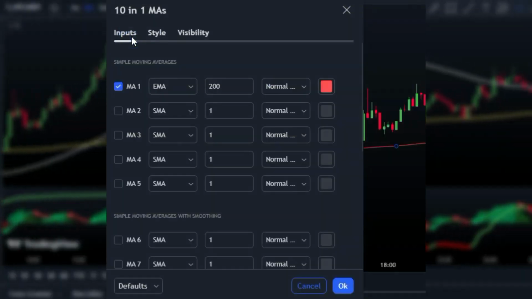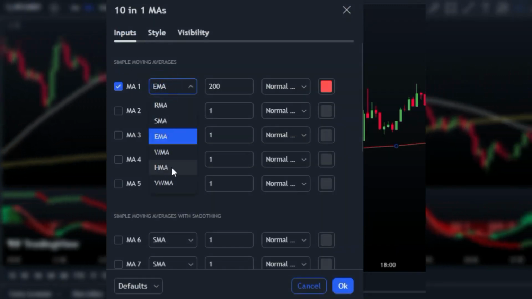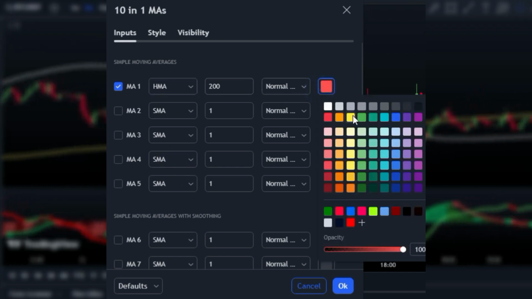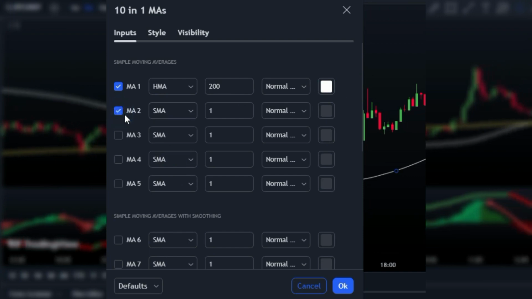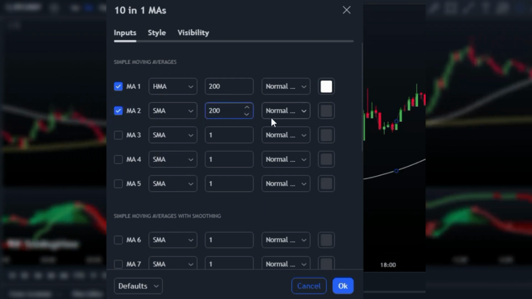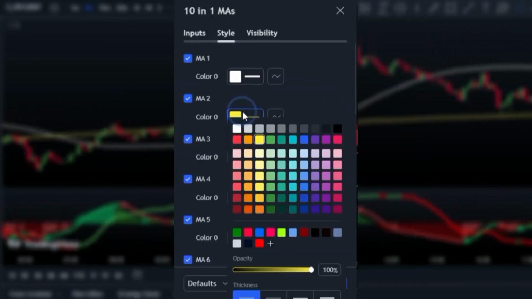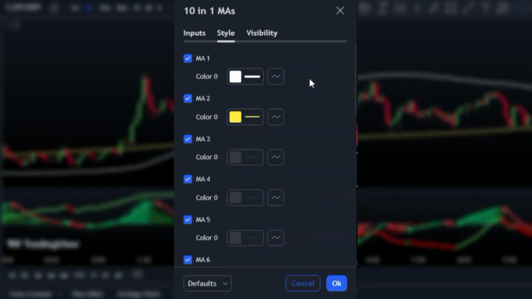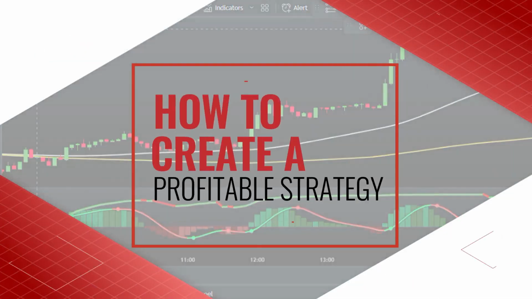Once you've added this indicator to your chart, you'll need to adjust it just like I do. I'll explain how we use these in the next part of our discussion.